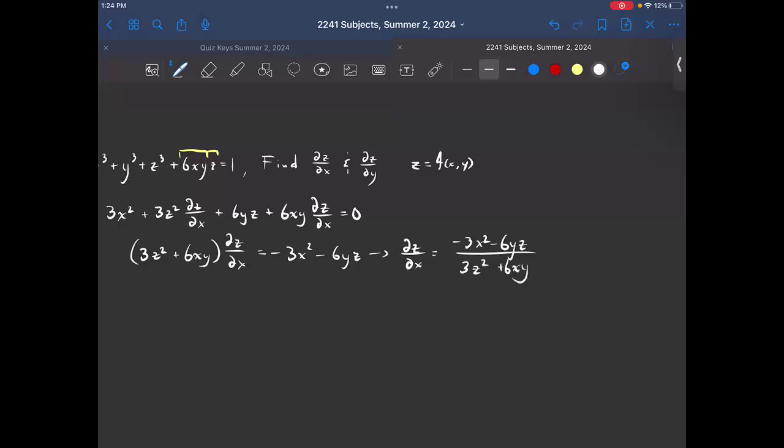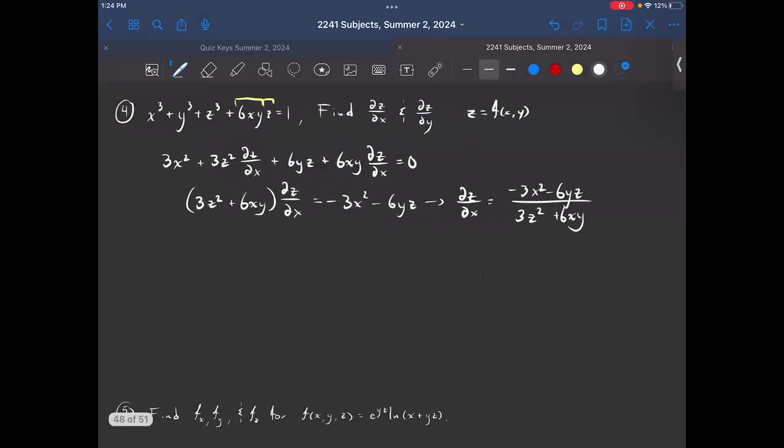plus 6xy. Okay, so there's our x derivative, and we're going to do the same thing to get the y derivative. So I'll take my derivative with respect to y, and now the first term will disappear. So we have 3y squared plus 3z squared dz dy plus, okay, now I'm taking the y derivative, so I should have 6xz plus 6xy dz dy, all equal to 0.